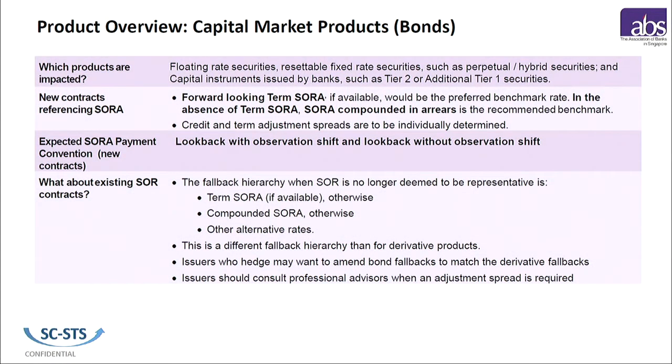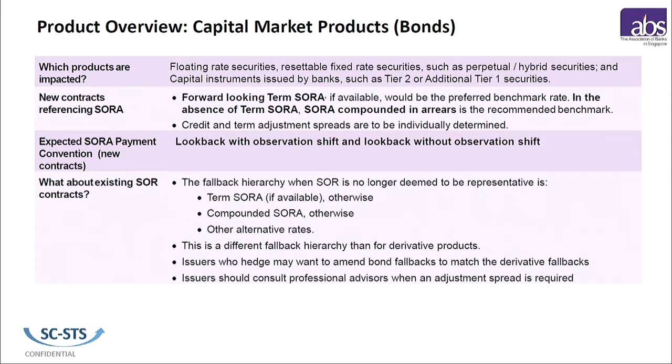For new contracts referencing SOR, for example, the reference rate used could be forward-looking term SORA. In the absence of term SORA, SORA compounded in arrears is also the recommended benchmark. In terms of credit and term adjustment spreads where they apply, it would be very similar in approach as Yura had described earlier. So from that perspective, it would be similar also to how the loan market would look at it. Payment conventions would be look back with observation shift, as well as look back without observation shift. These two are the possible alternatives or options that the market can choose.